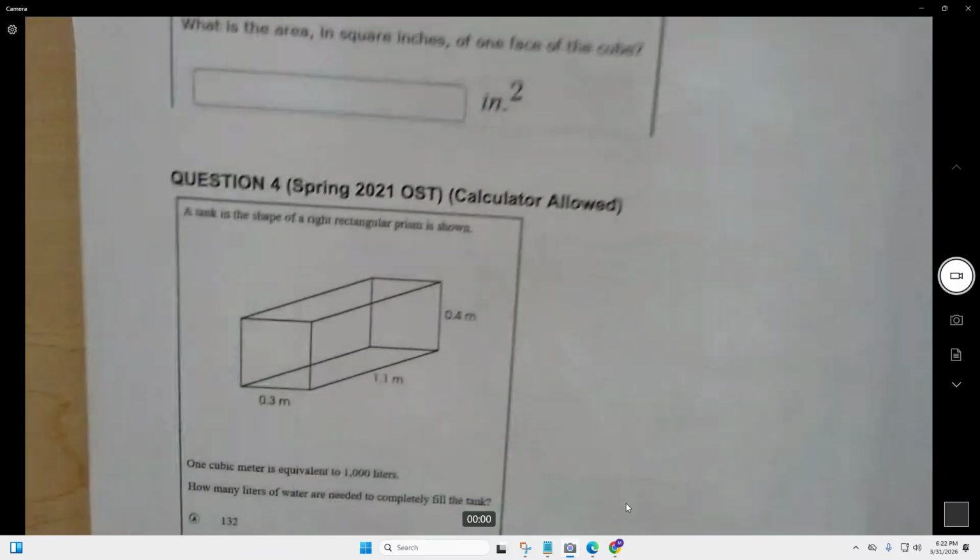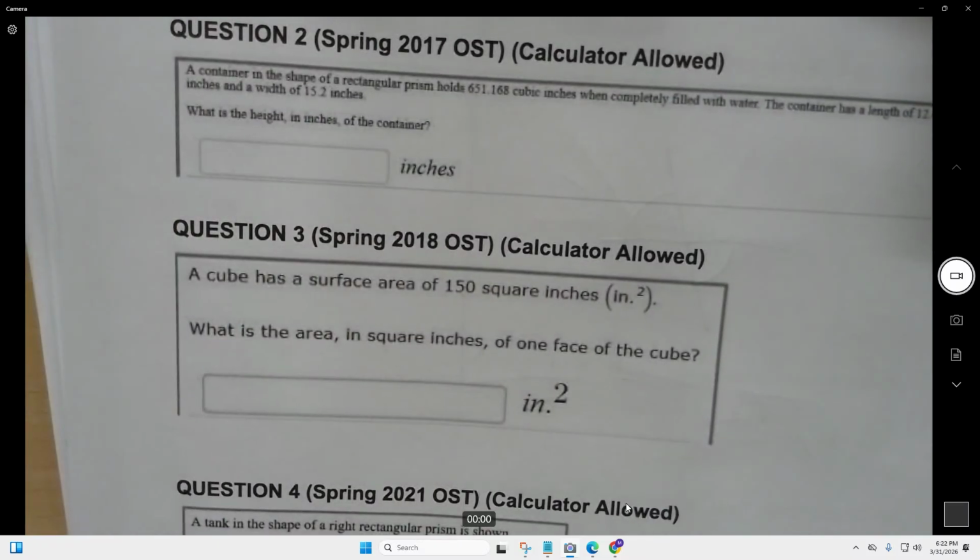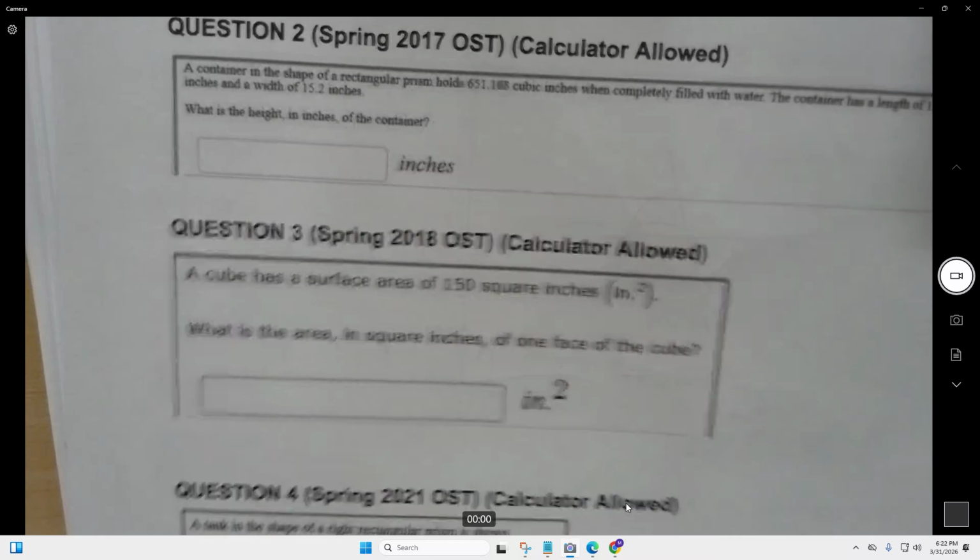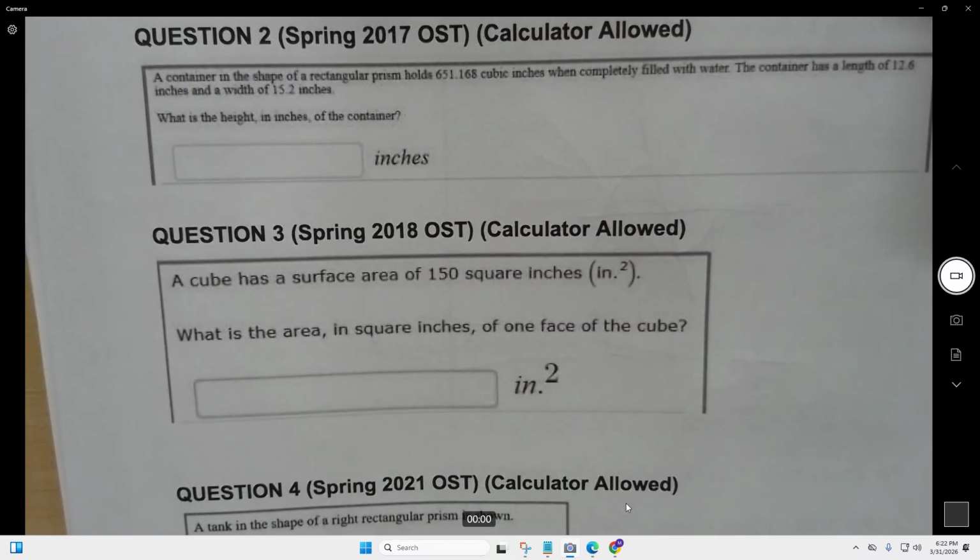All right, let's go to question 2. A container in the shape of a rectangular prism holds 651.168 cubic inches when completely filled with water. The container has a length of 12.6 inches and a width of 15.2 inches. What is the height in inches?